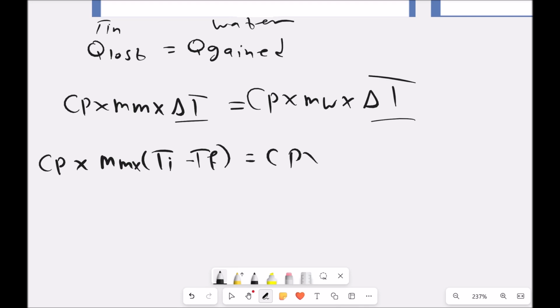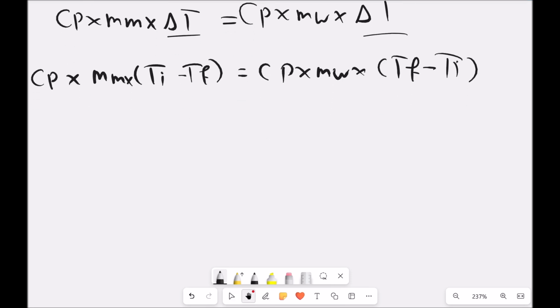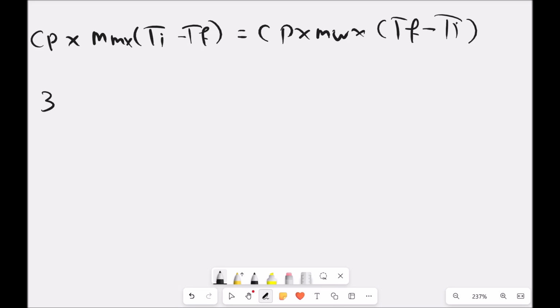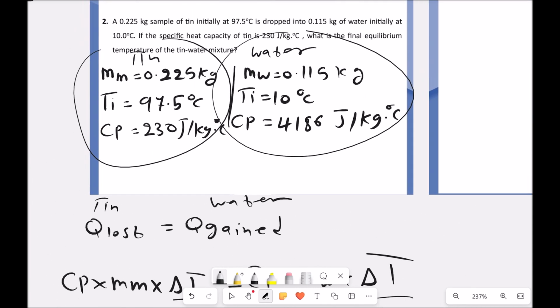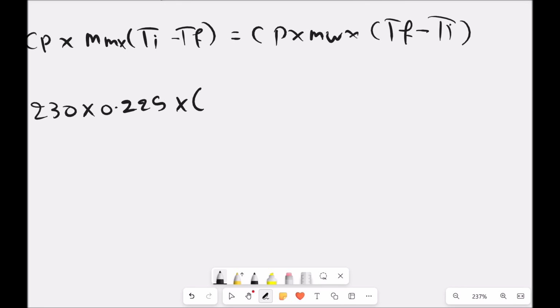The water is gaining heat, so this one is going to be T final minus T initial. If you have memorized these 2 notes, then you will be able to solve any question. Cp of the tin is equal to 230, so you have 230 times mass of the tin, 0.225, then times T initial. Sorry, I forgot to write this. It says what is the final equilibrium temperature, so it needs T final. Again, we are trying to find the final temperature.